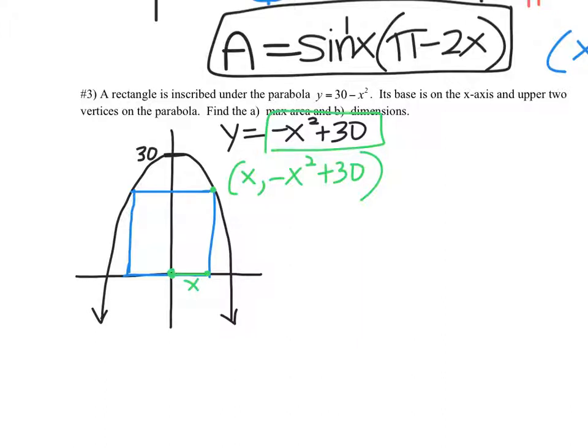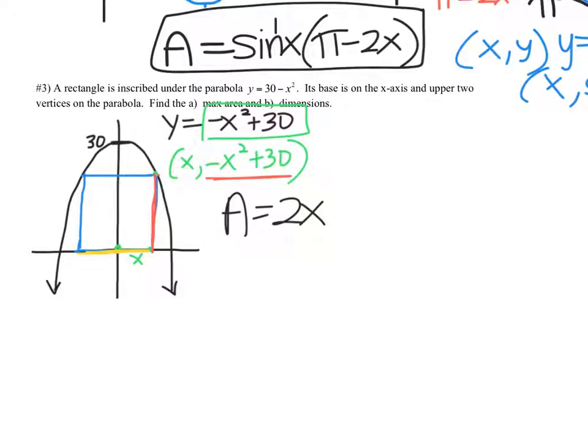So that means you have your base and you have your height. Do you see how you have your base and your height? What's the base then? 2x. Perfect. So the area would equal 2x, and then your height is the y, which is negative x squared plus 30, or 30 minus x squared, whatever you want to say.